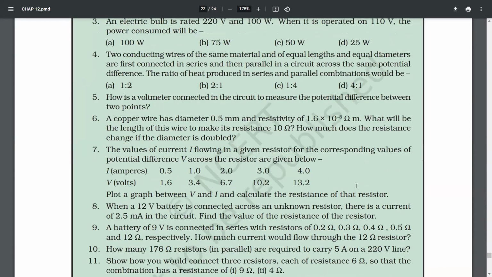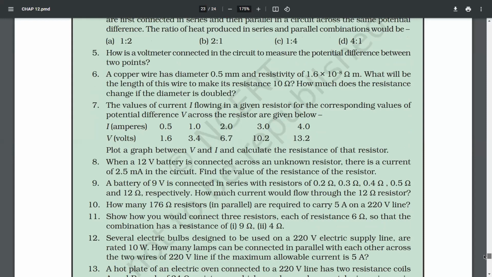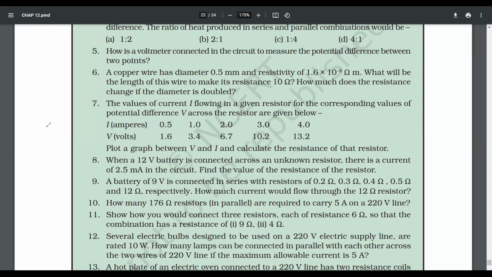So for example, I believe there was a question here. Yes, question 11. Show how you would connect three resistors, each of 6 ohm resistance, so that the combination has a resistance of 9 ohms and then 4 ohms. Right off the bat, if we want 9, the first thing that comes to mind is series. Why? Because series always has the highest resistance. So first, obviously, we'll try all 3 in series.